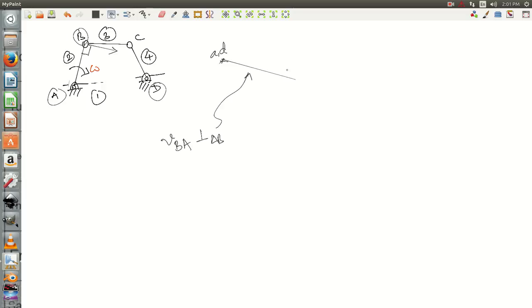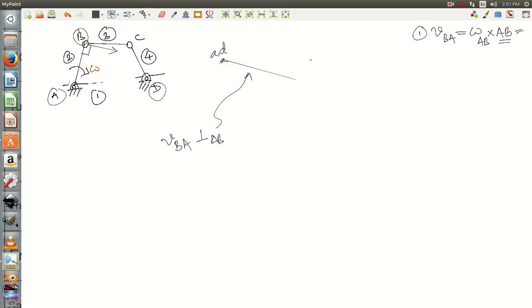Now where exactly is the location of point B? To get that, first we have to calculate the velocity of B with respect to A. Since we already know omega, which is the angular velocity of link AB, and the perpendicular distance of point B from A, which is AB, the velocity of B with respect to A becomes omega AB into AB. So we can calculate the velocity from here.